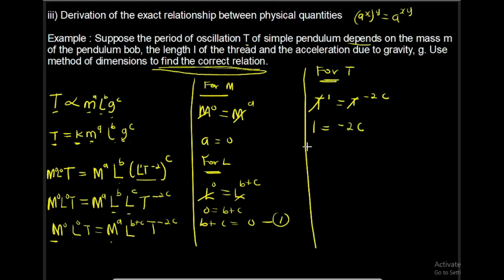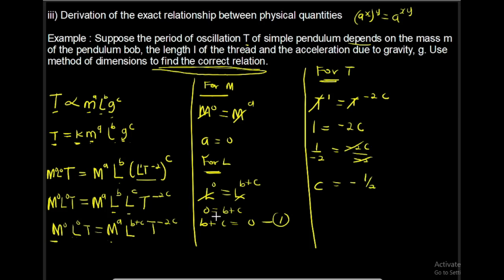So to get c, we divide both sides by minus 2. So we have 1 over minus 2 equals minus 2c all over minus 2. This will cancel this. Then you have c equals, plus divided by minus is minus, and this is positive 1. So you have minus 1 over 2 as the dimension for c.